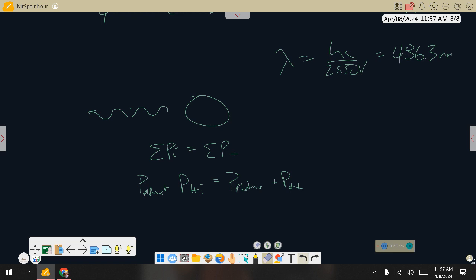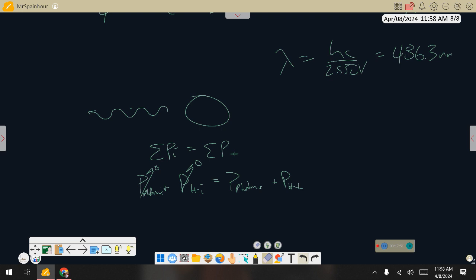So that would mean hydrogen initial is 0. What else is 0? Did the photon exist prior to this dropping down? No. Since it didn't exist, it's fair to say that the initial momentum of this is 0. So essentially, here is the problem on a grand scale.